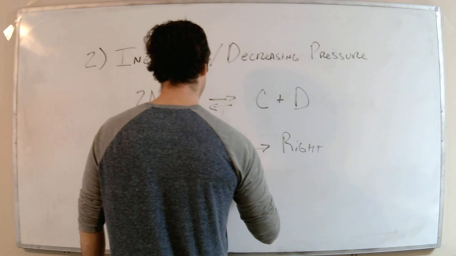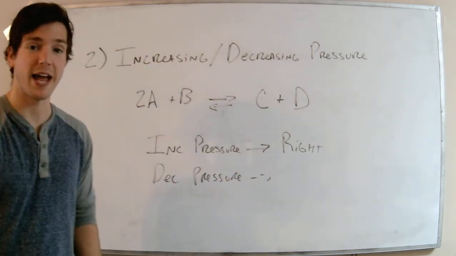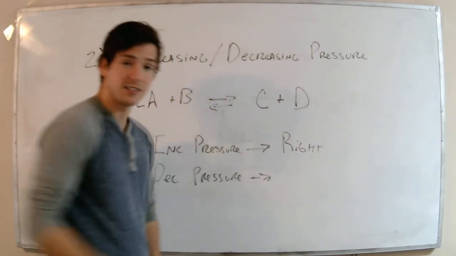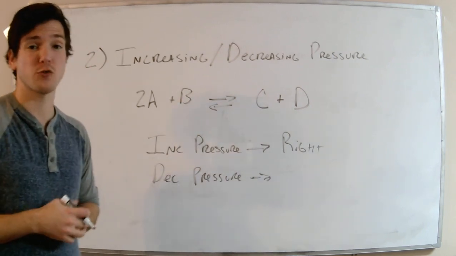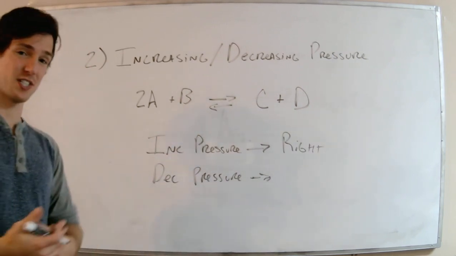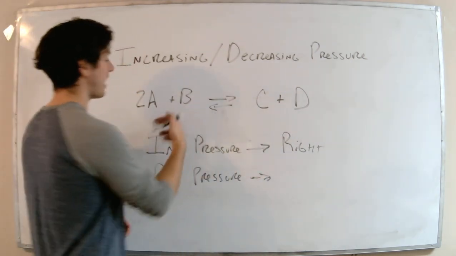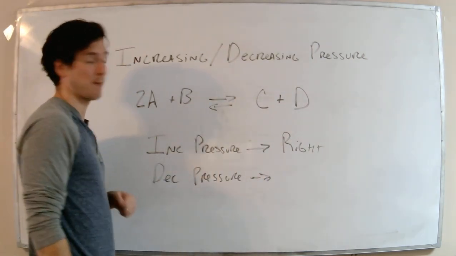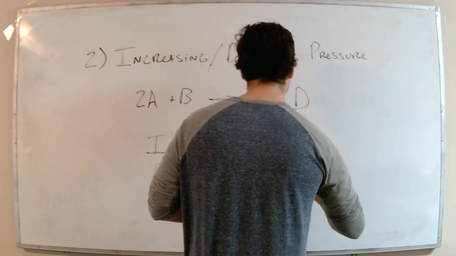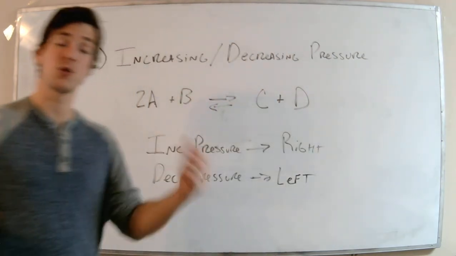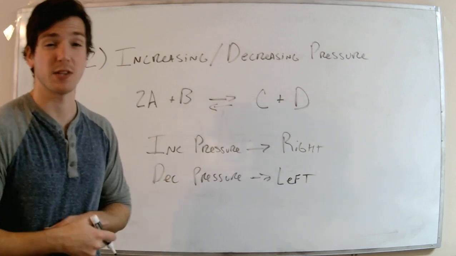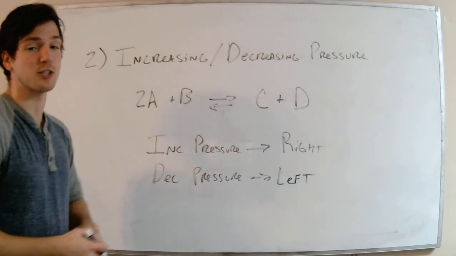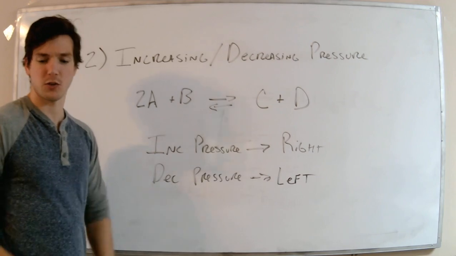Well, as you guessed, if I decrease the pressure, this reaction is going to say, hey, I could go ahead and make more molecules because now there's more space. There's not so much force on us. So when you decrease the pressure, it will shift to the side where there are more molecules, like our reactants side. So keep that in mind. If I increase pressure, it's going to shift to the side with less molecules. If I decrease pressure, it's going to go to the side with more molecules.